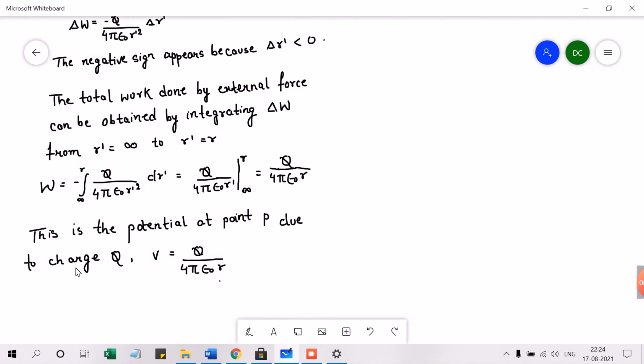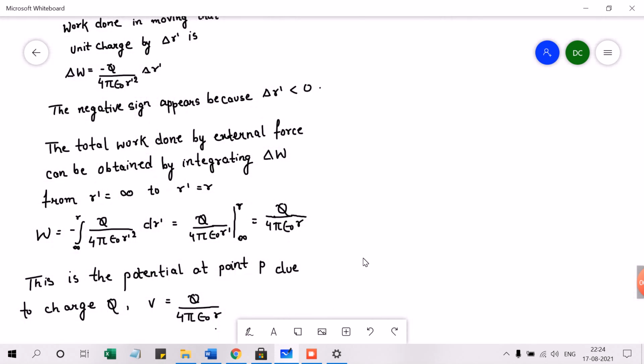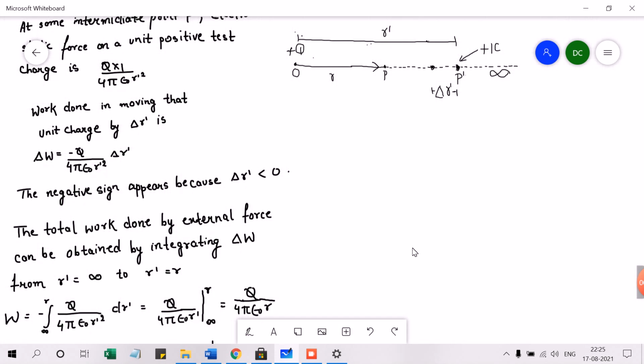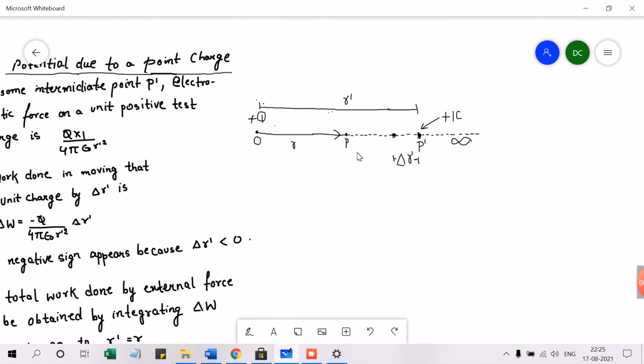This is the potential at point P due to the charge q, and it is denoted by V equal to q by 4 pi epsilon naught r. So you can find out that the potential at point P because of plus q charge is q by 4 pi epsilon naught r.